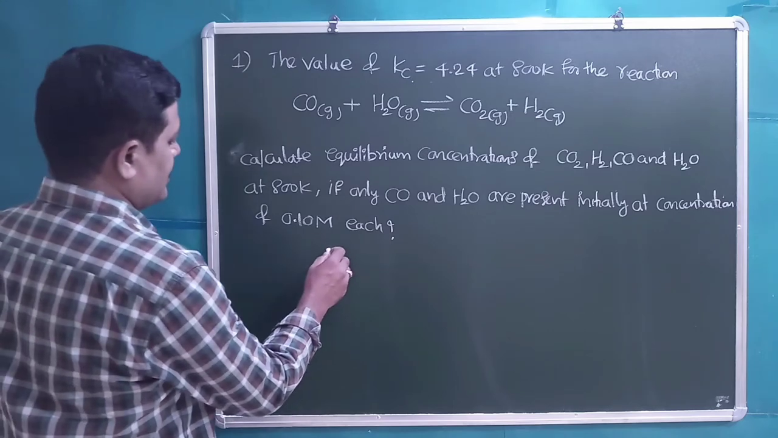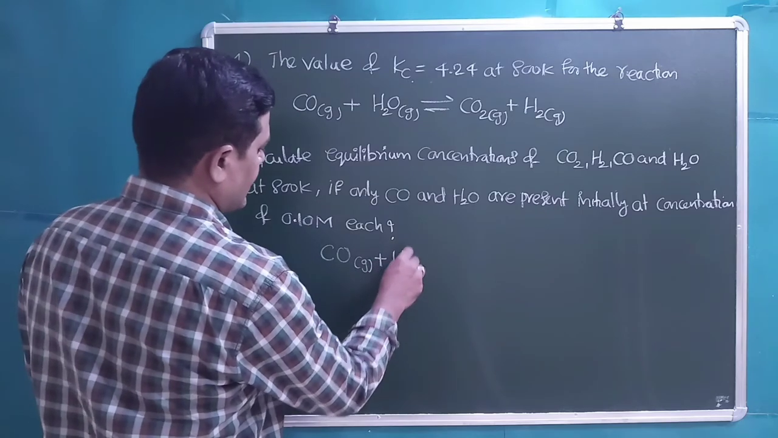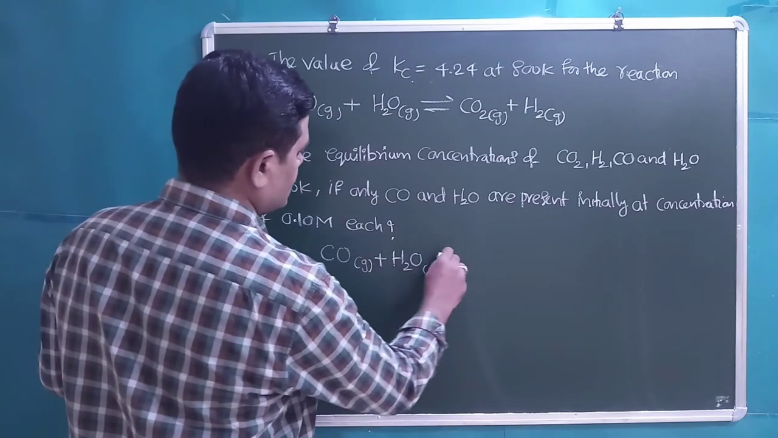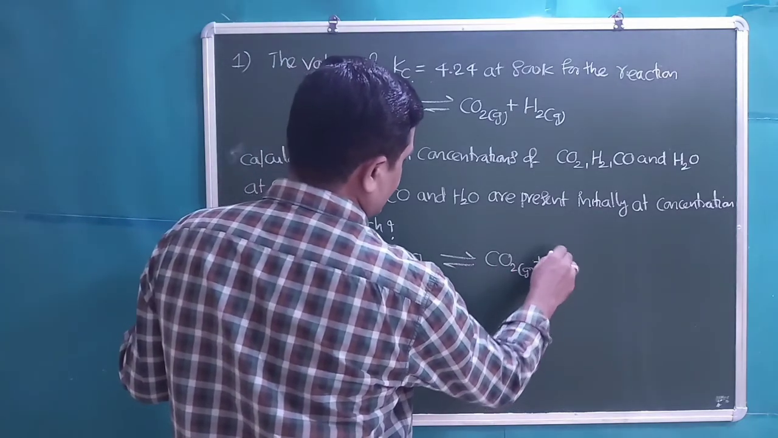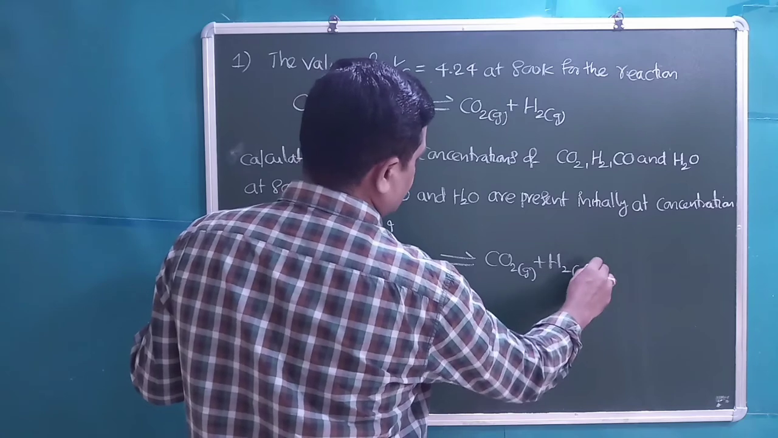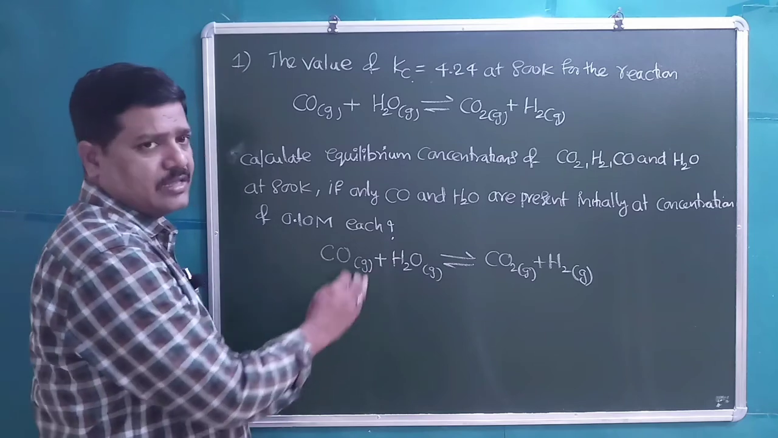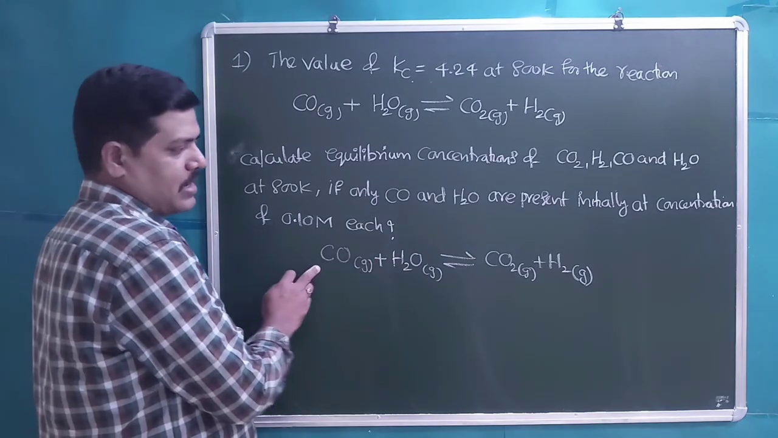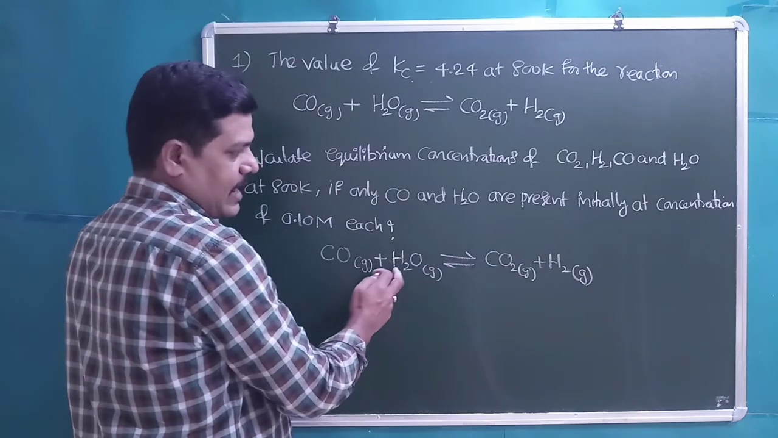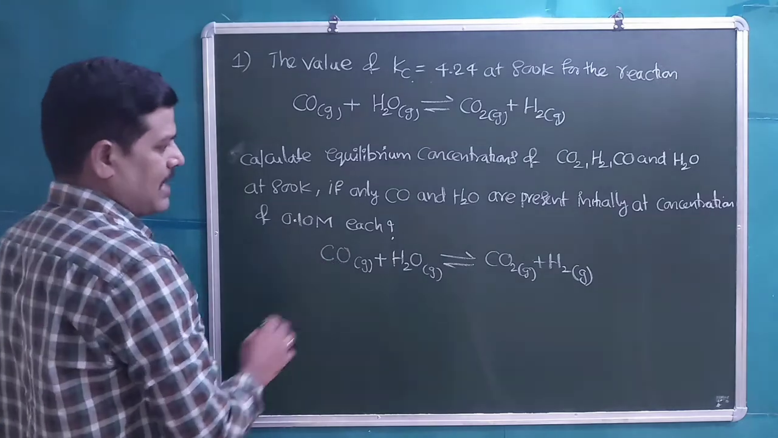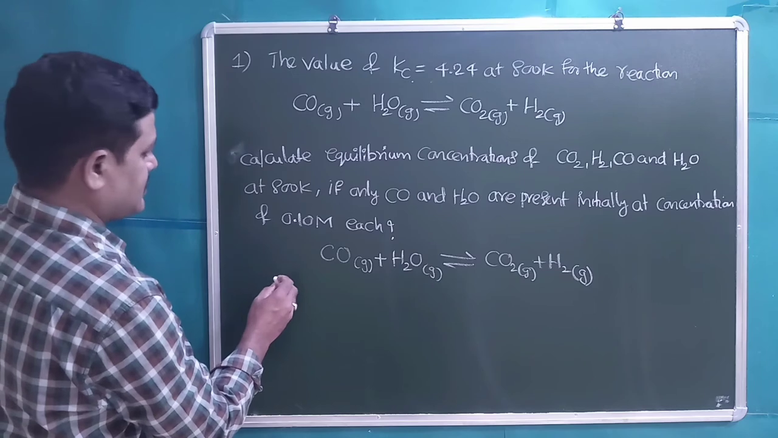Students, first let us write the balanced equation. CO gas plus H2O gas, which is in equilibrium with CO2 gas plus H2 gas, known as the water gas shift reaction. First we need to check whether this is a balanced equation or not. Carbon 1, carbon 1, oxygens 1, 2, this side also 2, hydrogens 2, hydrogens 2. It is a balanced equation. Then we need to write the given concentrations.